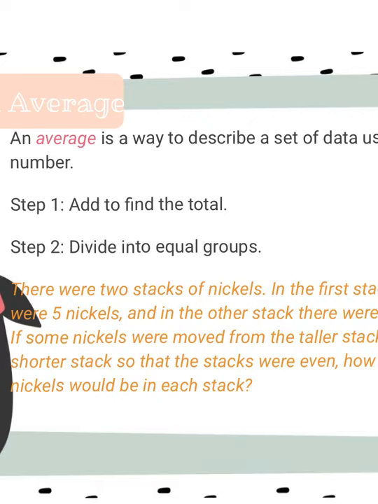So here's an example. It says there were 2 stacks of nickels. In the first stack, there were 5 nickels. In the other stack, there were 9 nickels. If some nickels were moved from the taller stack to the shorter stack so that the stacks were even, how many nickels would be in each stack?